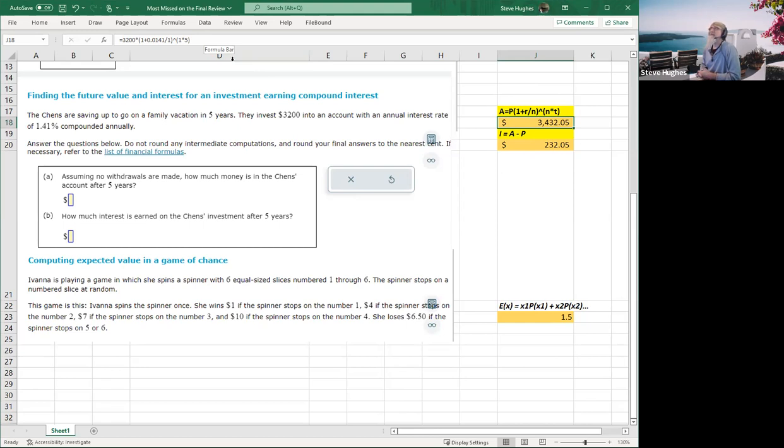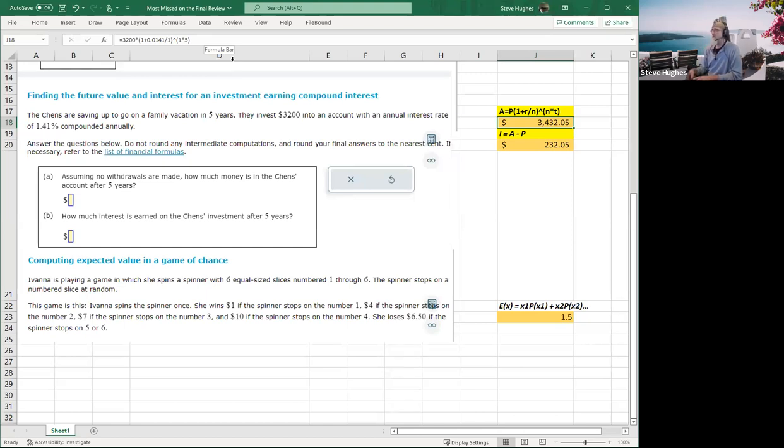3,200 was the amount they invested. 0.0141 because it's 1.41%. I used the 1 for N because it's compounded annually. If it were monthly, it would be 12, quarterly, 4, etc. And then the exponent is 1 times 5 because it is for 5 years compounded annually. And you can see there that I'm going to end up with $3,432.05.